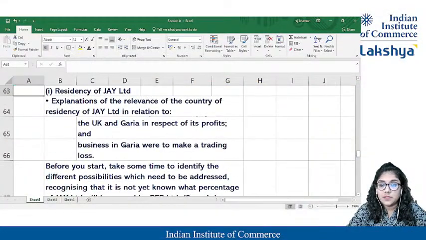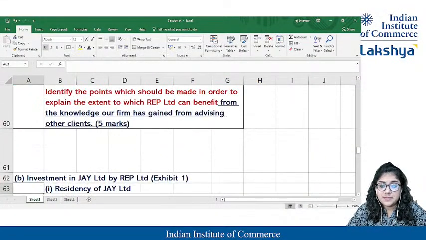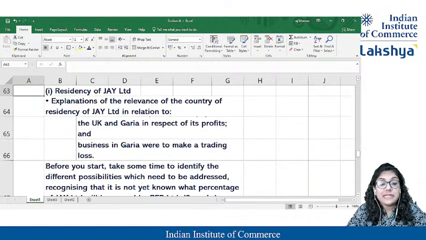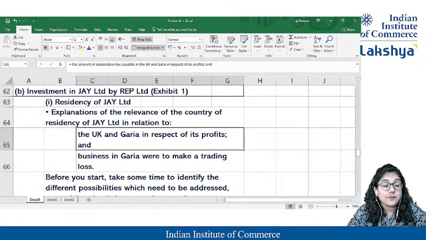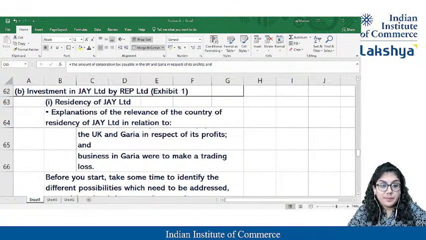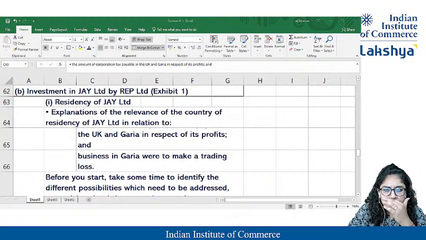Okay, let's go further. The second question has been tested over here with the activity of investment. Guys, investment in Jai Limited, and they are testing it from exhibit 1. So you remember initially, I'll tell you, if you guys have forgotten, I explained that when I'm talking about the investments, there were two types.